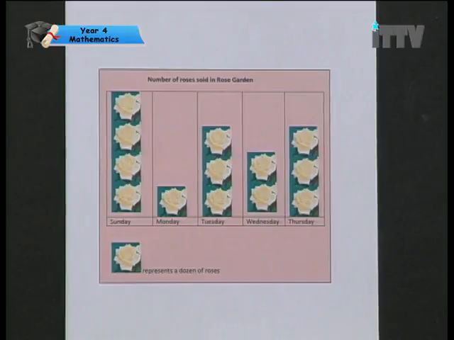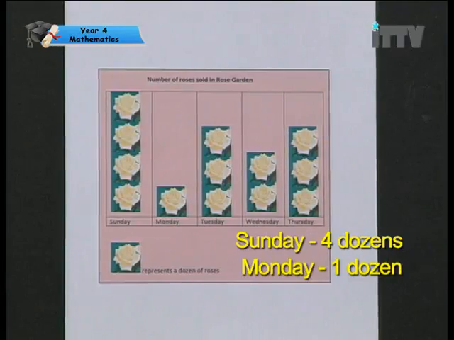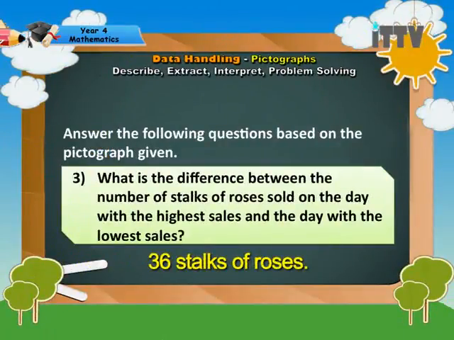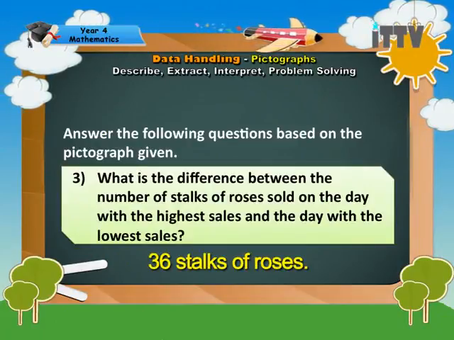Now, what is the difference of the number of stalks sold? Let's count it in dozens first. Okay? So, Sunday we have 4 dozens. Monday we have 1 dozen. The difference would be 4 dozens minus 1 dozen equals 3 dozens. Now, how many stalks of roses are there in 3 dozens? So, we take 3 times 12. That will give us 36. 36 stalks of roses. That is our answer.